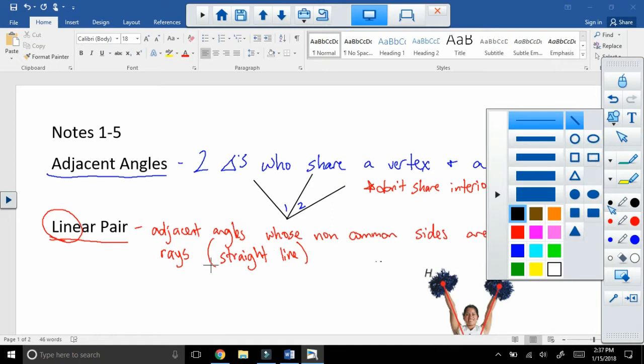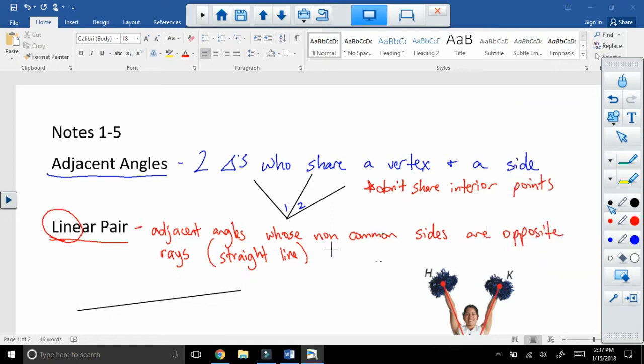So when I draw this, what I do is I start by just drawing a straight line, and then I will draw that common ray kind of going off of that. So hopefully you can see here we have these two angles, but their non-common side, the side that they don't share, they form a linear pair, or they form a straight line. So these two examples, angle 1 and angle 2, those would be a linear pair. They are also adjacent, but not every pair of adjacent angles has to be a linear pair. Like you see up here, these do not form a straight line.